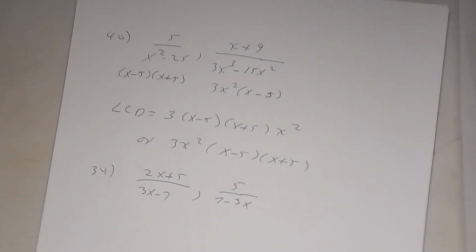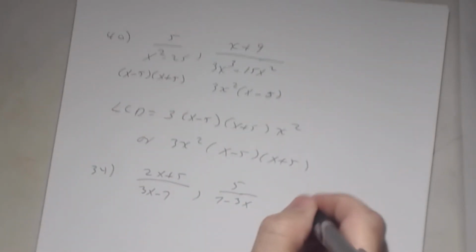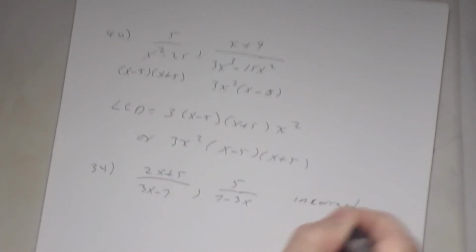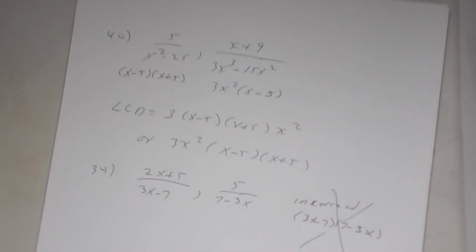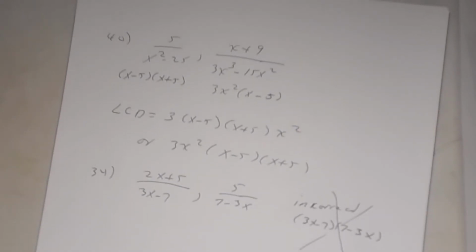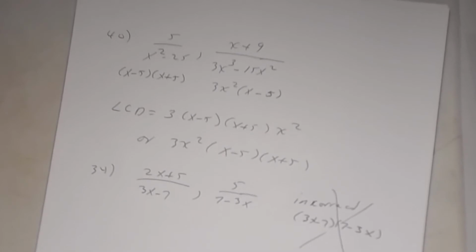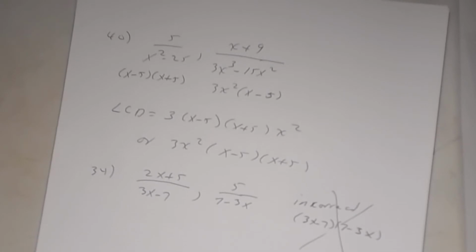Do not say that the LCD is 3x minus 7 times 7 minus 3x. That is not the LCD. This is incorrect. So I take it there's going to be a negative 1 in here. Yeah, it's got to be. You have to recognize that those two denominators are opposites, and you can't factor them like we normally think of factoring, but we do know they're opposites, right? So that means that in one of those I can factor out a -1. It does not matter which one. Okay, so I'm going to do it both ways.